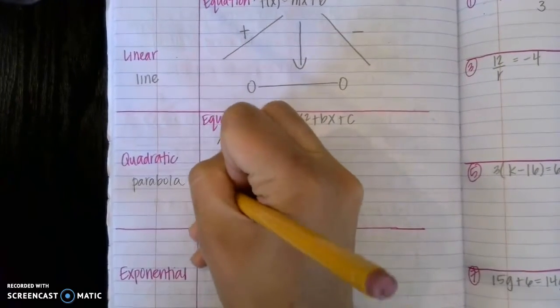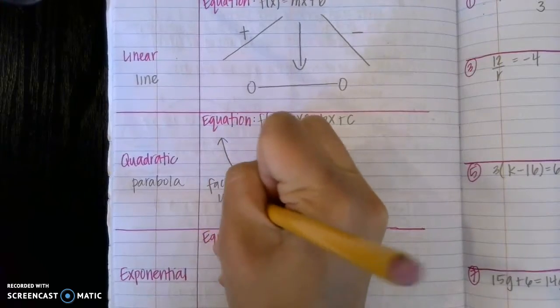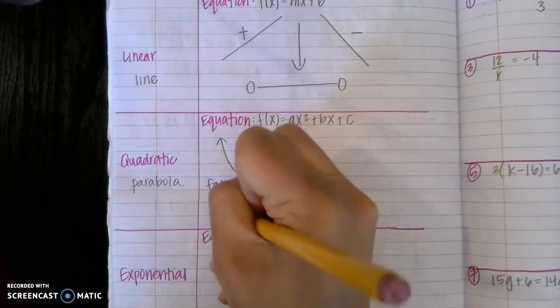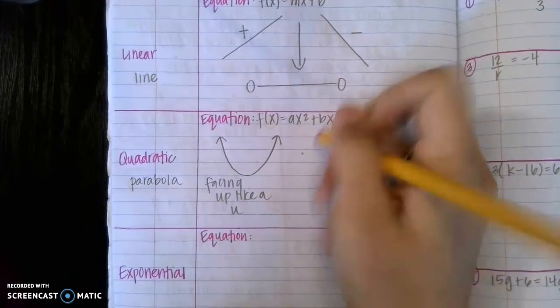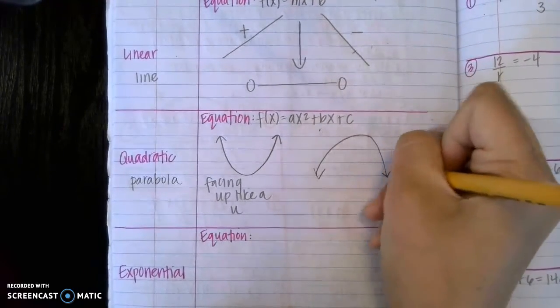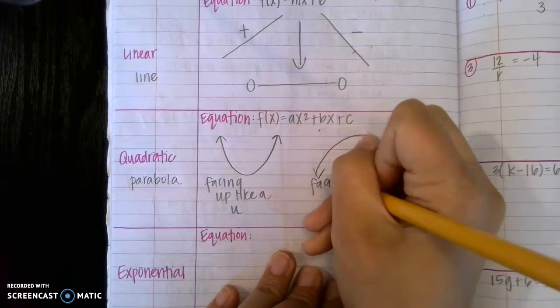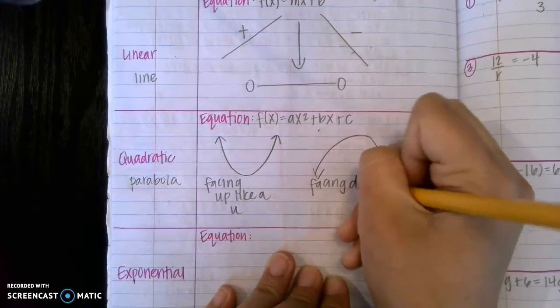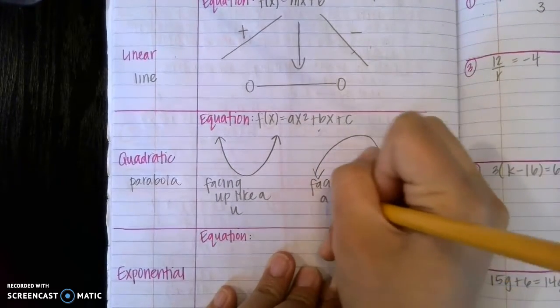This is facing up like a U. That's what we learned this year. And our other way is down like a frown. In Algebra 2 in 2 years, you're going to learn another way. So this is facing down like a frown.